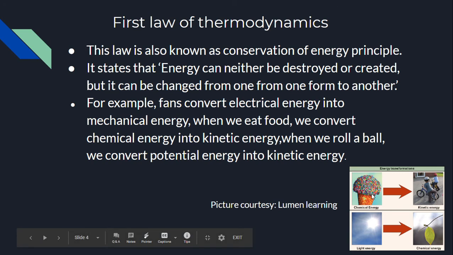As you can also see in this picture, this is ice cream, very yummy, right? People love to eat it. Ice cream has chemical energy, and other foods also have. When we eat it, we convert it into kinetic energy. And the second one: the light comes from the sun, so that is light energy, and the leaves of the plant utilize it with the help of carbon dioxide, water and minerals, and convert it into chemical energy.